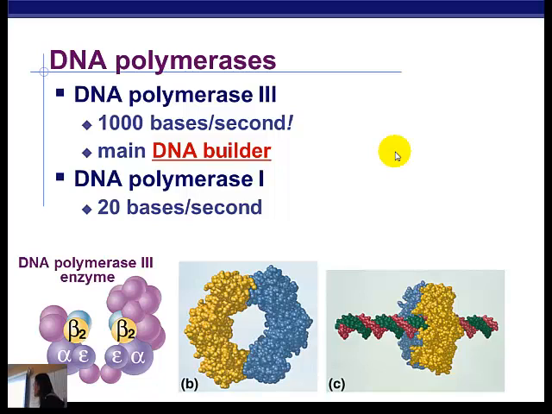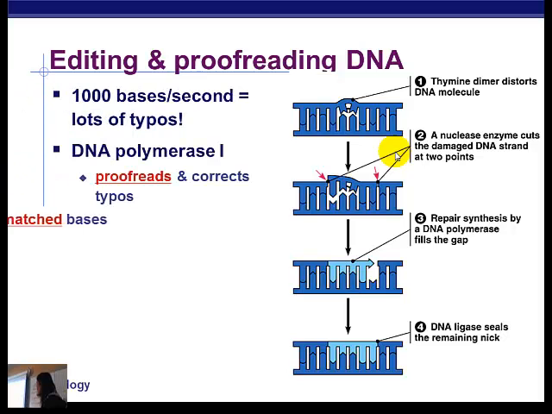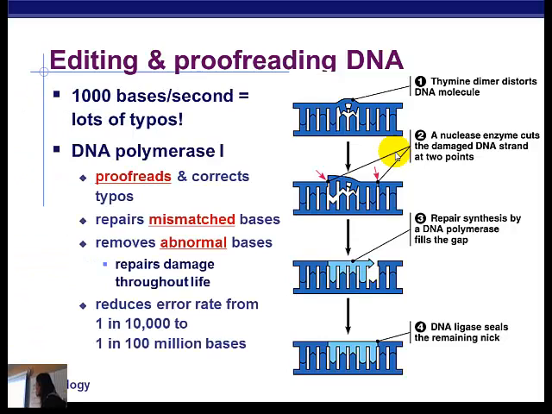A couple of little things. DNA polymerase III does 1,000 bases a second. That's how fast this works. Now, you have a lot of DNA, so it would take your cell forever to copy it all if you didn't have DNA polymerase III to work that quickly. Polymerase I can do about 20 bases a second, which is still pretty quick, for editing, repair, removal. You do have a lot of typos. Those are fixed by DNA polymerase I.